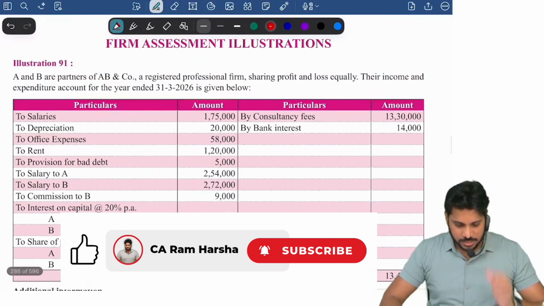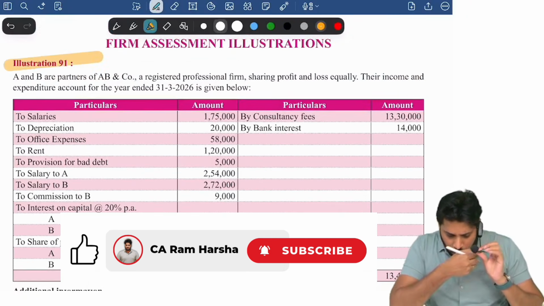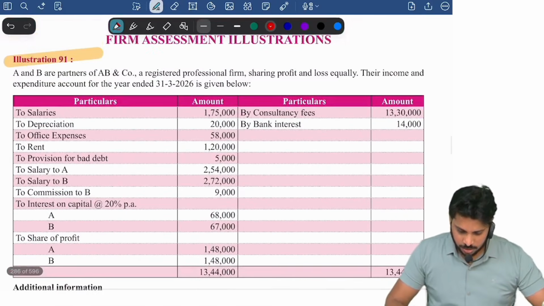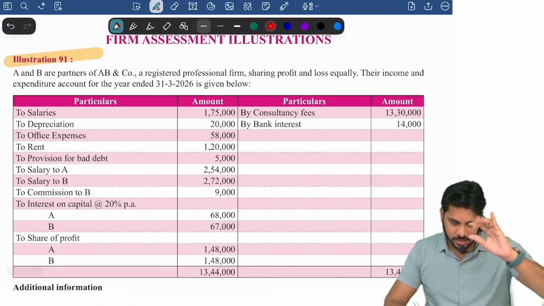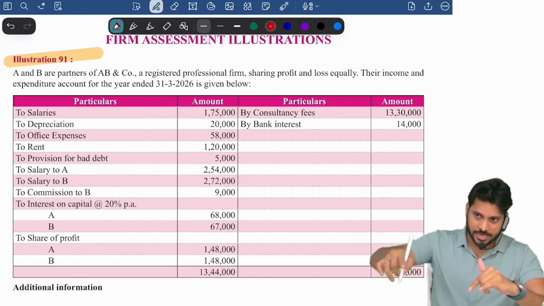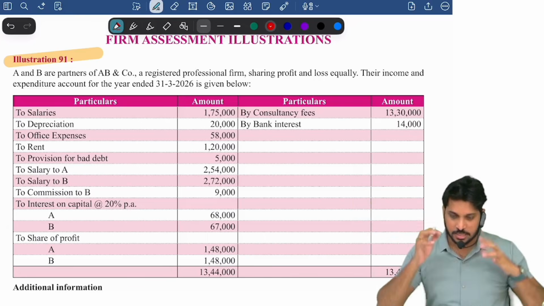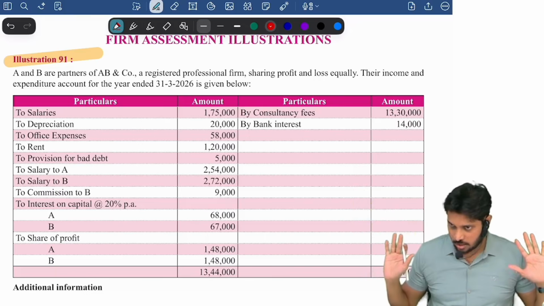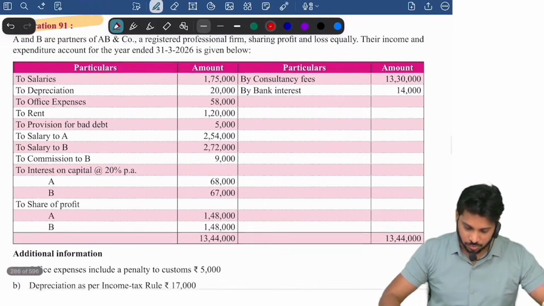Yeah. Let's look at illustration number 91. Okay? There are 91, 92, 93. Some 4 or 5 questions were newly added in the new study material applicable for June 26 and December 26. In the old study material, these problems were not there. So please take a print of these problems and then solve. Now look at what is it?